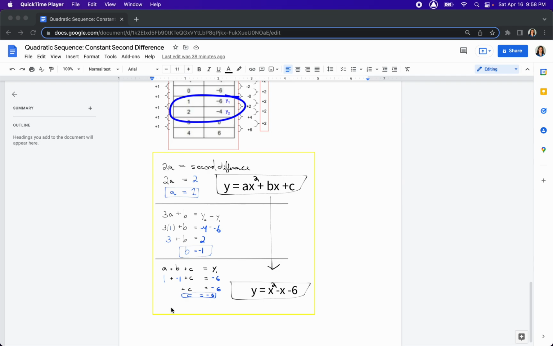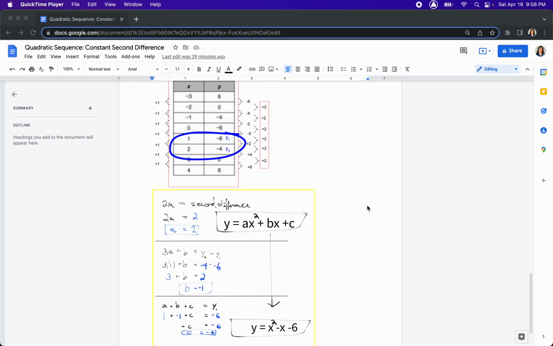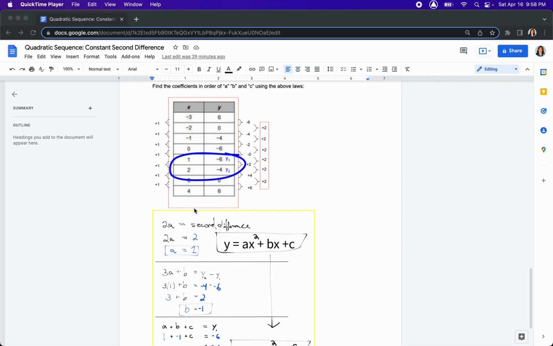Now, we found all the coefficients, a, b, and c, and we just have to plug them into our standard formula. So y equals ax squared plus bx plus c. And when I plug that in, I get y equals x squared minus x minus 6. So now that I have an equation, I want to check and make sure that I have the right equation. So I'm going to type this y equals into my calculator and then pull up the table for it and make sure that the values are the same in the table that was provided as the one I pulled up on my calculator.